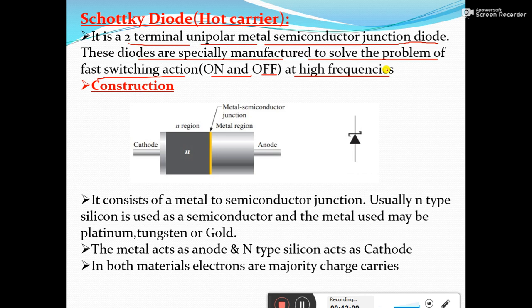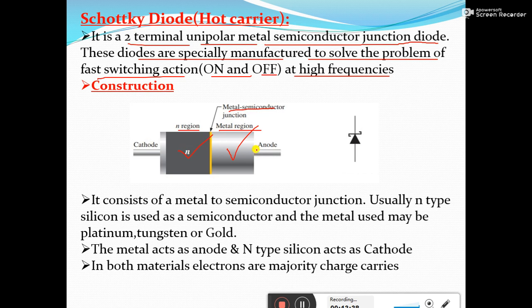So here the construction you can see, this layer is a metal, and this layer is an N type of semiconductor layer. These two are combined here, and there is a junction made here, and this junction is referred to as a metal semiconductor junction. Again I am telling you, this is a metal region and this is an N region. These two are combined by a special fabrication technique.